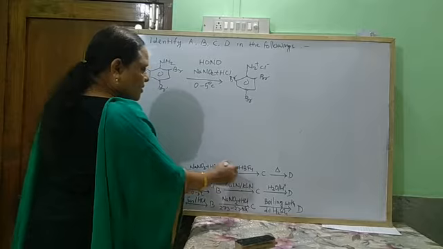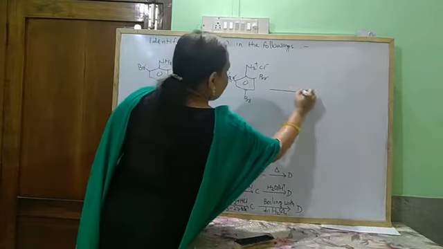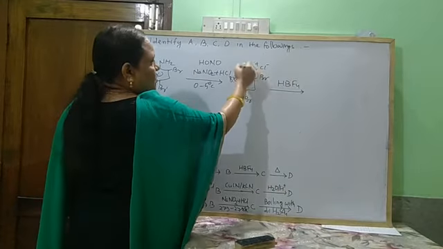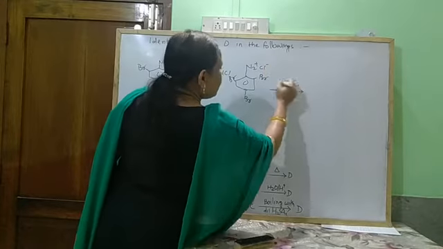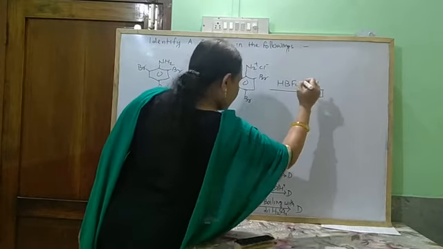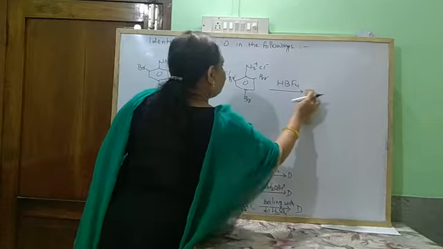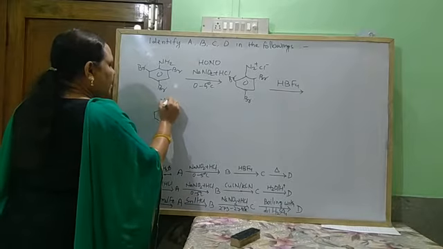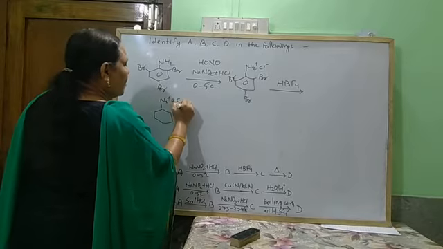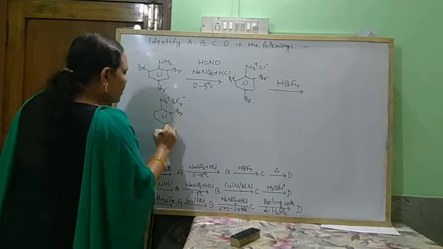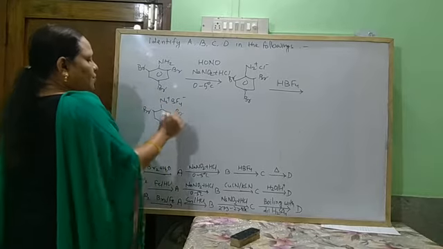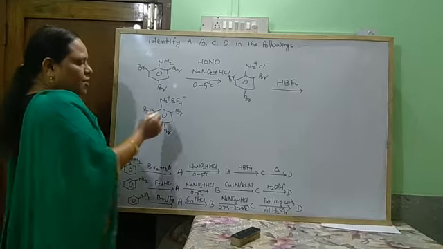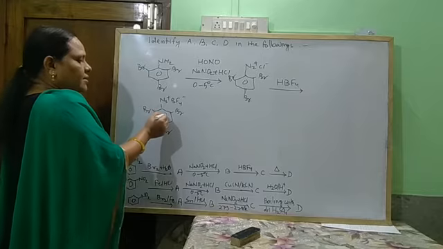And when this is treated with HBF4, hydrofluoroboric acid, this group is replaced by Cl minus, replaced by BF4 first. So first it forms, here I am writing, this is N2 plus BF4 minus, with the bromines, like this. So 2,4,6 tribromobenzene diazonium tetrafluoroborate.